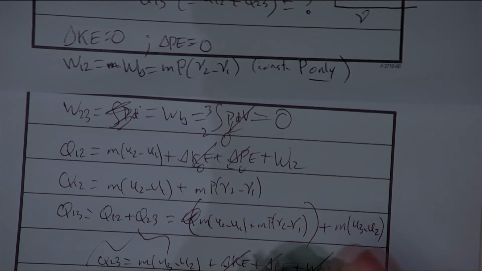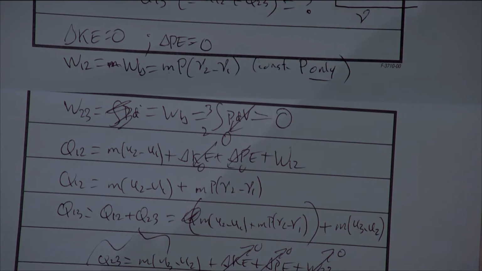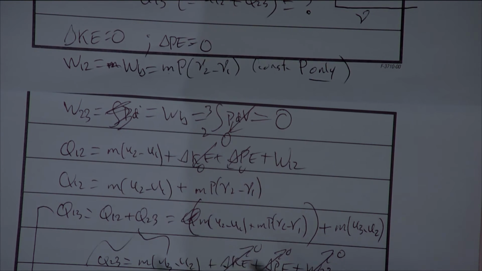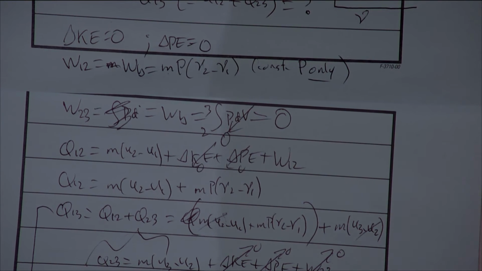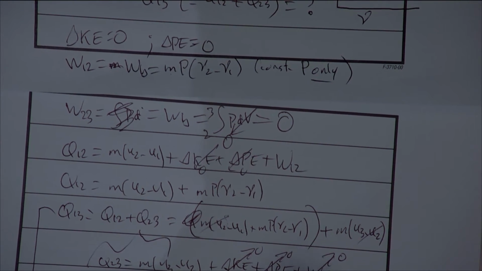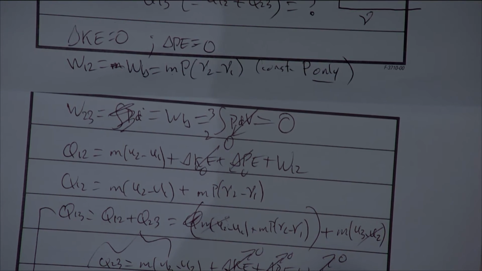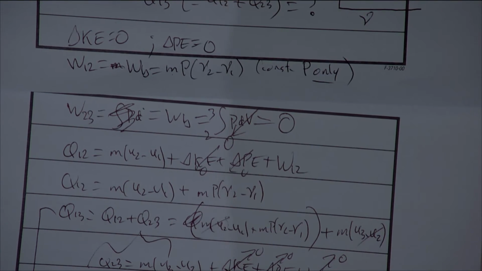And all three of these terms are now 0. So we get this. And then we'll note that the M2 U2s cancel, and we simply get M (U3 minus U1), and then plus the boundary work from 1 to 2. And this is how we're going to find the heat transfer.